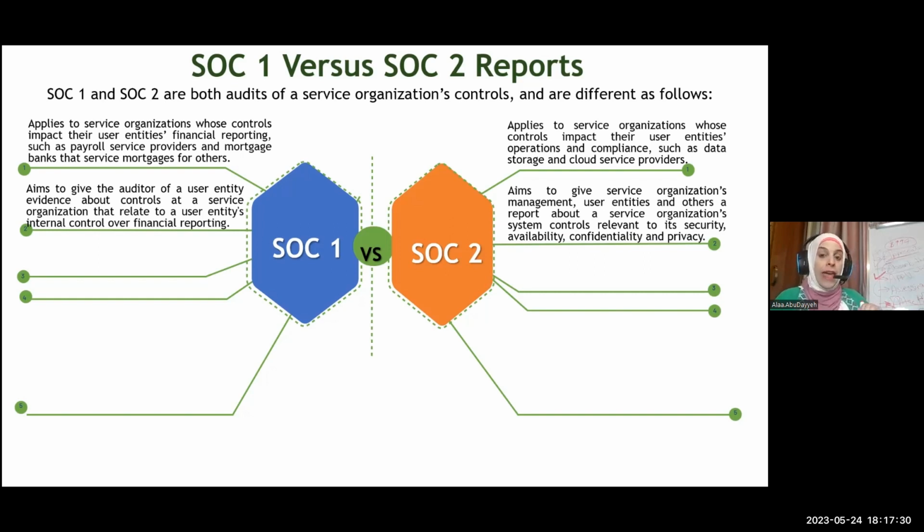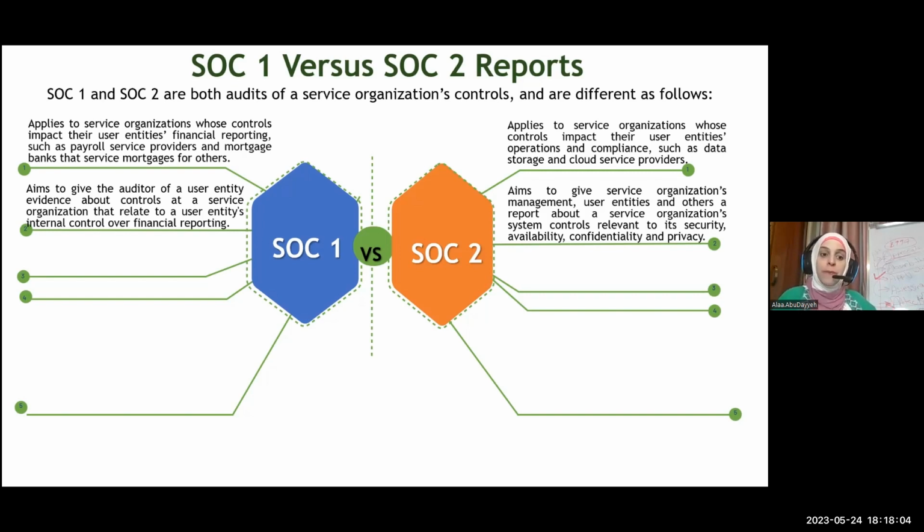However, a SOC2 report aims to give service organizations, management, user entities, and others a report about a service organization's system controls. Okay, we're not talking about financial reporting, we're talking mostly about the system controls in SOC2 reports, which are relevant to the security, availability, confidentiality, and privacy of those systems. So this is the basic difference between a SOC1 report and a SOC2 report.